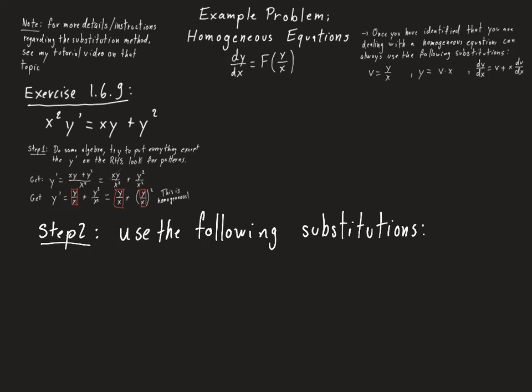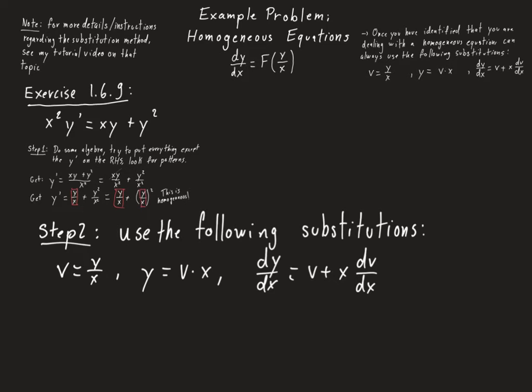And those substitutions are exactly the ones I have written in the top right. We are using v equal to y over x. y is going to be equal to v times x. And dy dx is going to be v plus x dv dx.